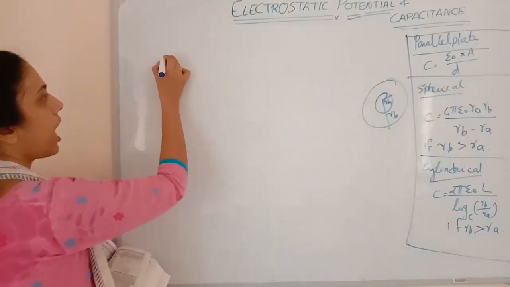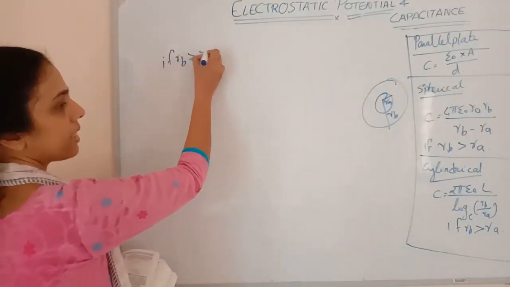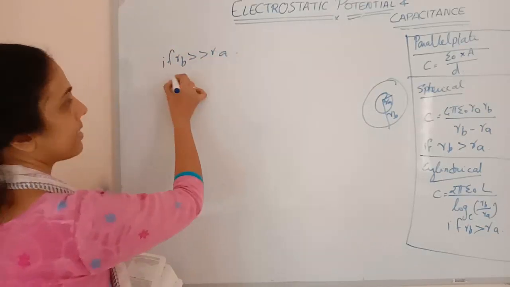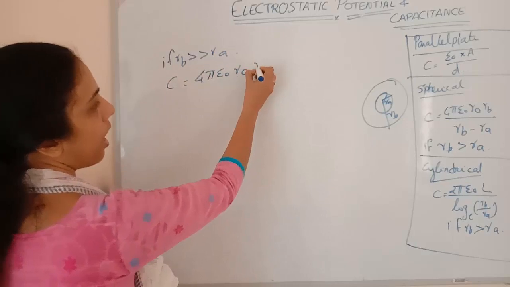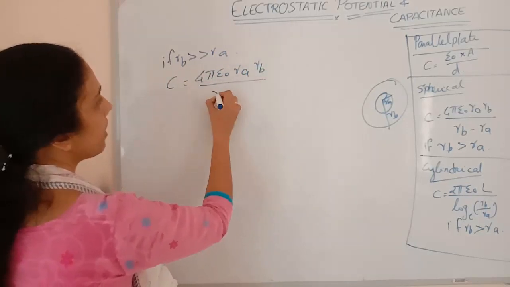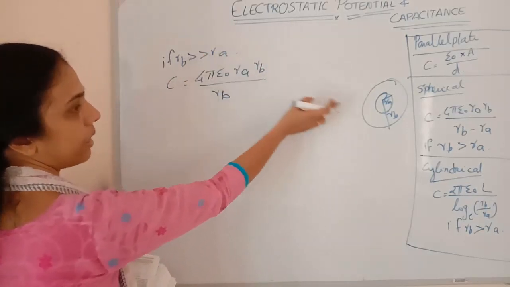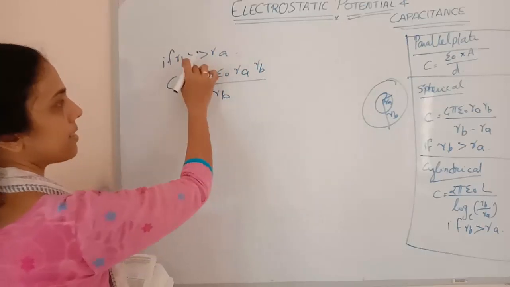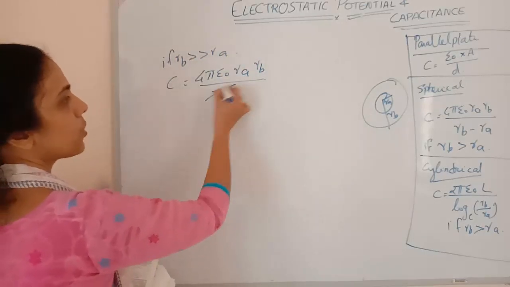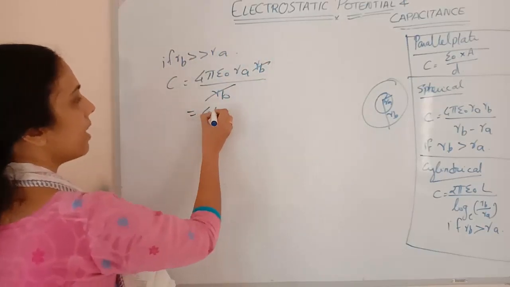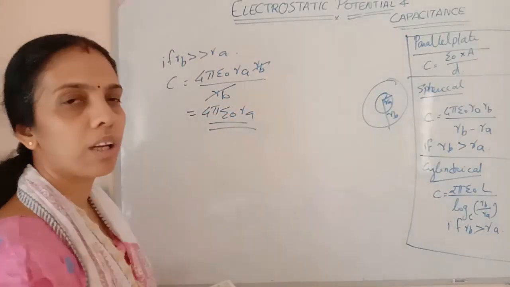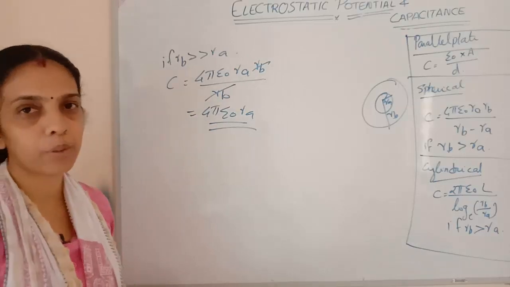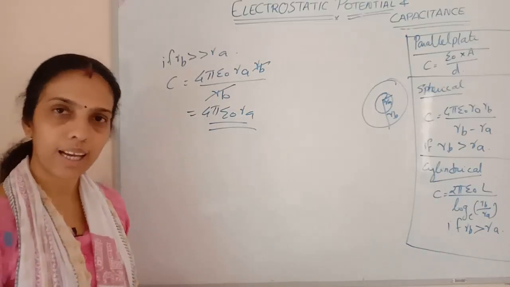See, if RB is very much greater than RA, then we can consider 4 pi epsilon 0 RA RB divided by RB. There is no need to consider the RB minus RA, because RB is very much greater, right? So RB and RB will get cancelled, and we will take it as 4 pi epsilon 0 into RA. The smaller value alone we will consider. Many cases we are doing in that manner also.